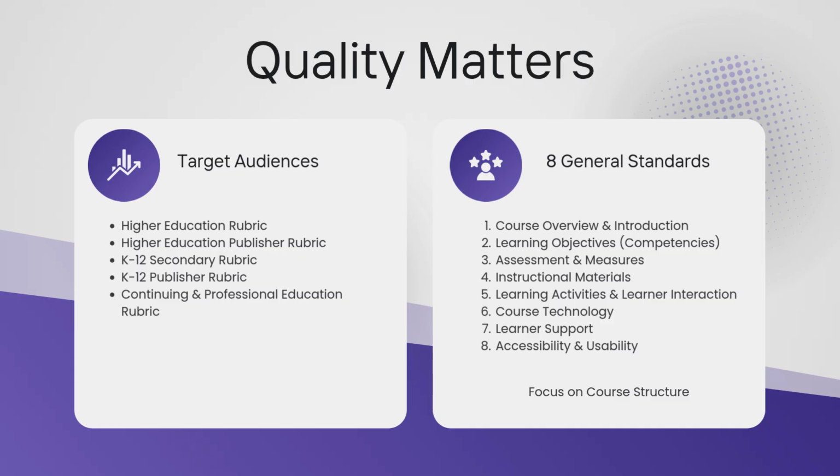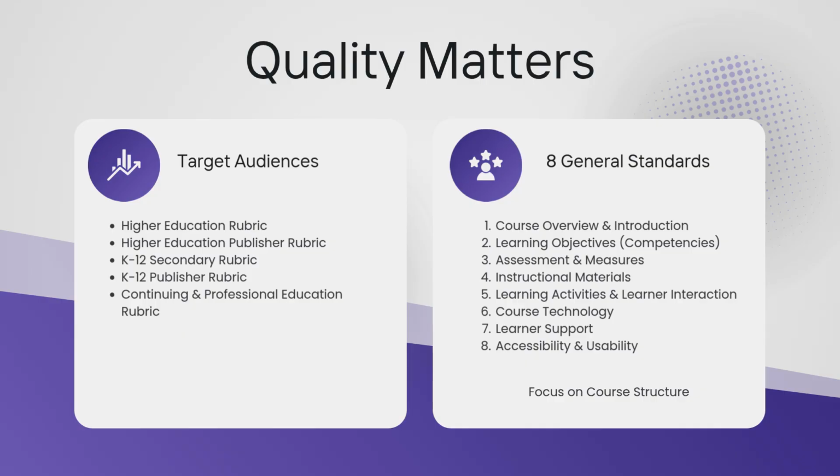Quality Matters has 5 target audiences with specific rubrics outlining the standards for courses in each of these online settings: higher education, publishers, K-12 secondary, K-12 publishers, and continuing and professional education courses. Each of these rubrics have 8 general standards with specific standards under each category based on the setting being reviewed.